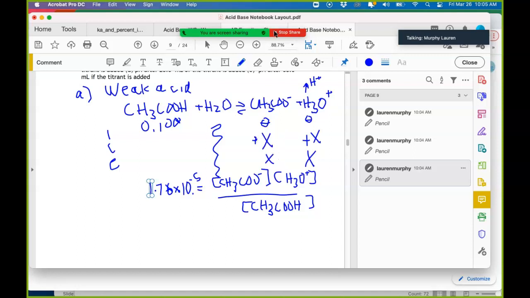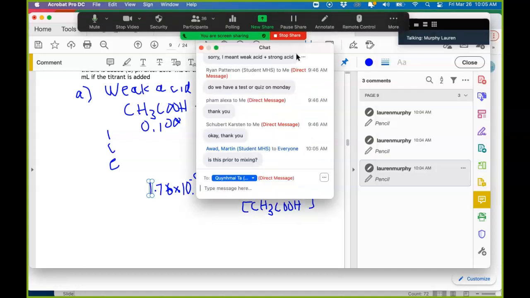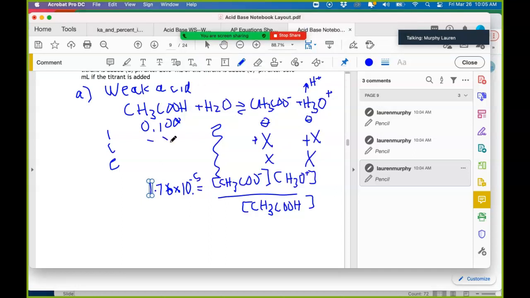And again, because this is a 1-to-1 ratio, everything is X then, right? Which is nice. So yes, this is prior to mixing. This is just the weak acid sitting in the flask before you've added any base to it. So I want to know its pH. I want to know the pH of the weak acid before I start adding base to it. So this is 0.100 minus X, right? And now that I have my equilibrium values, I can plug them into my equilibrium expression.